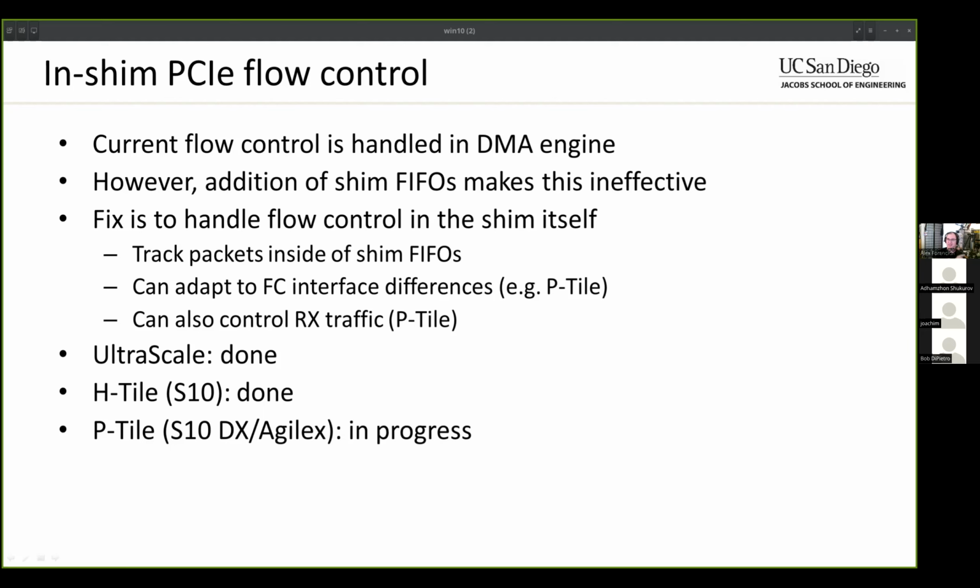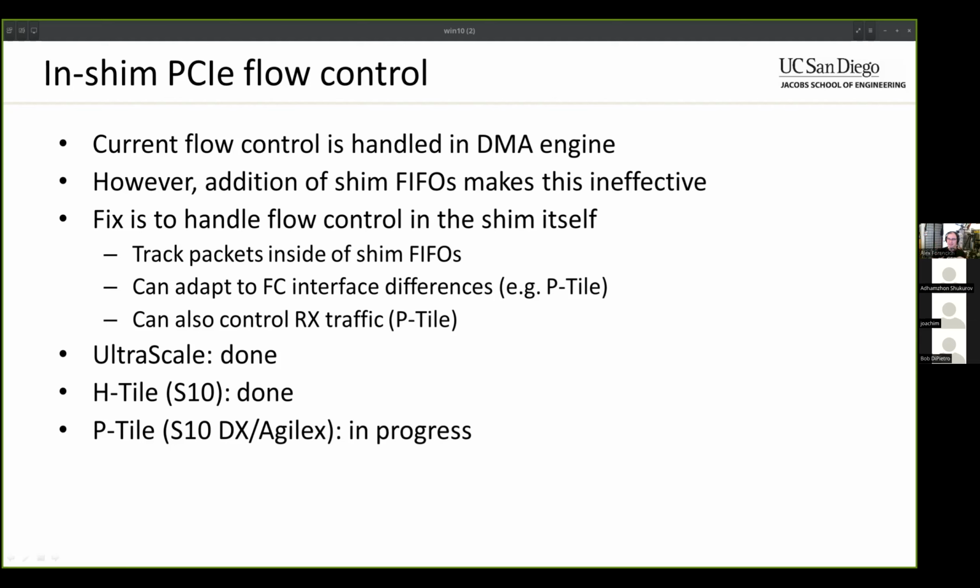The reason the Agilex is a little bit different is it reports limit values out of the hard IP core instead of available counts. And the way the flow control counts in PCIe work is they continuously increment and then overflow.